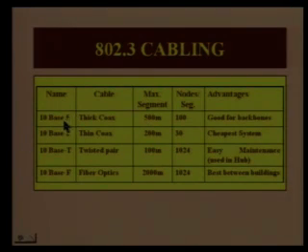Then we have 10Base5, 10Base2, then 10BaseT and 10BaseF. These are basic specifications of your cable. 10Base5 is called thick coaxial, 10Base2 is called thin coaxial cable, 10BaseT is called twisted pair, and 10BaseF is called fiber optics. I will try to explain at a later stage what exactly we have.